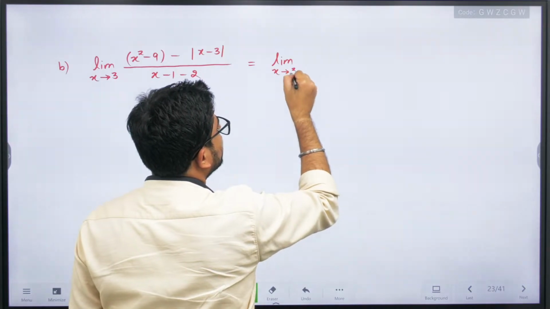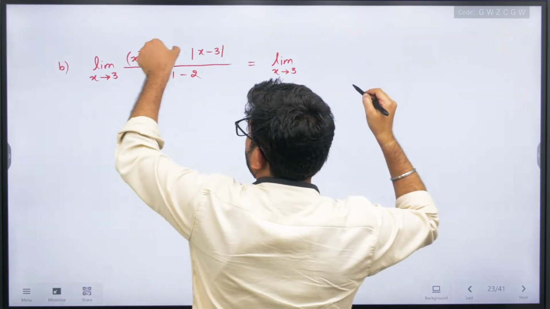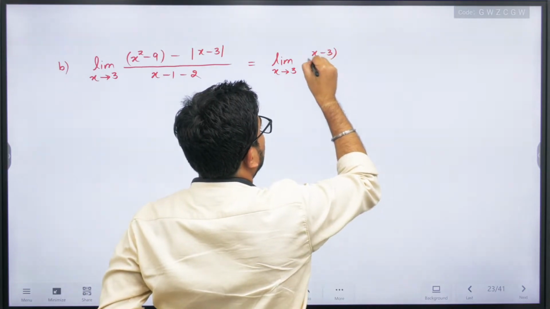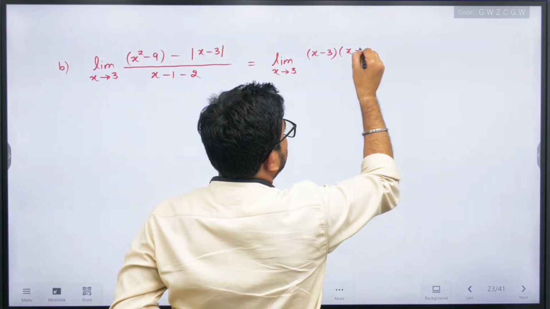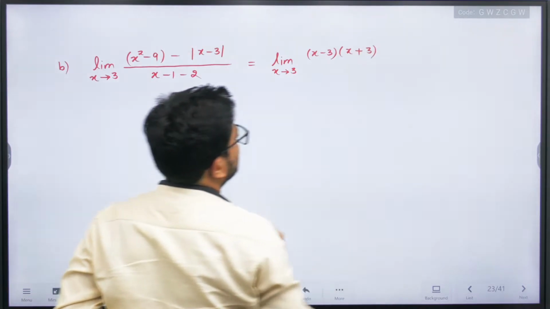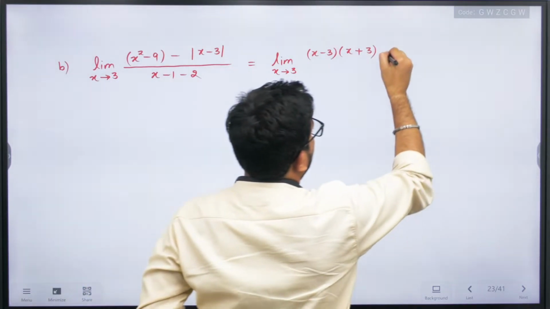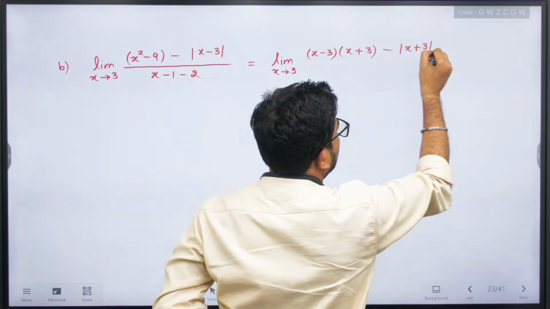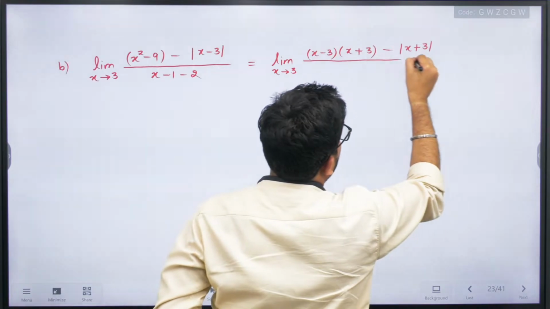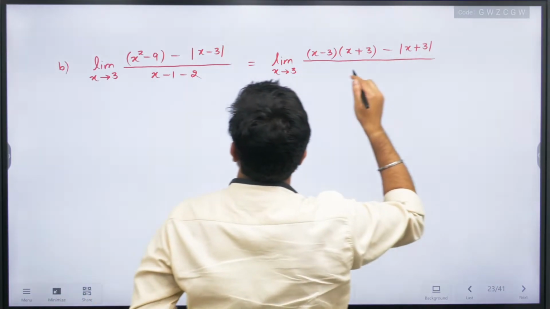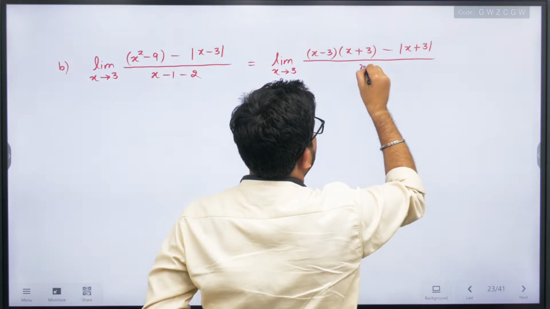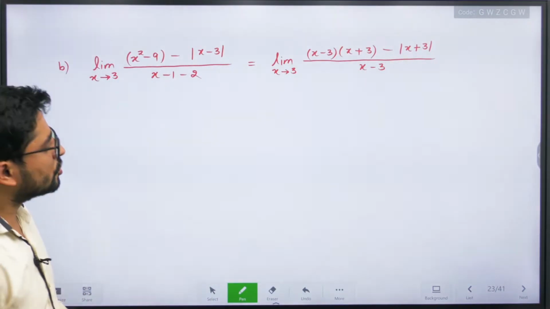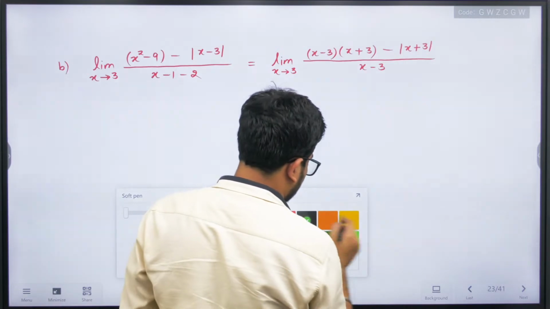Limit x tends to 3, and this thing is x square minus 9. So you can say x minus 3 into x plus 3, that is x square minus 9, minus mod x plus 3, divided by x minus 1 minus 2, that is x minus 3. Okay, x minus 3. Got it? So from here you can calculate right hand limit and left hand limit.